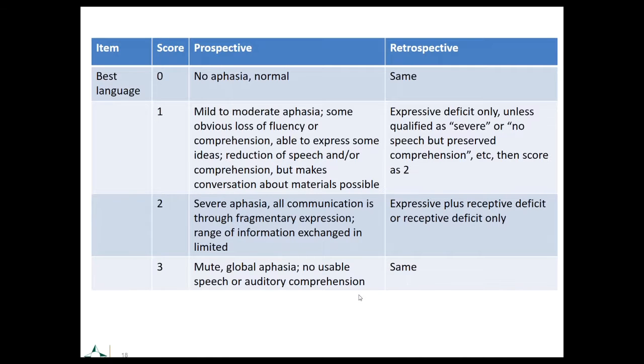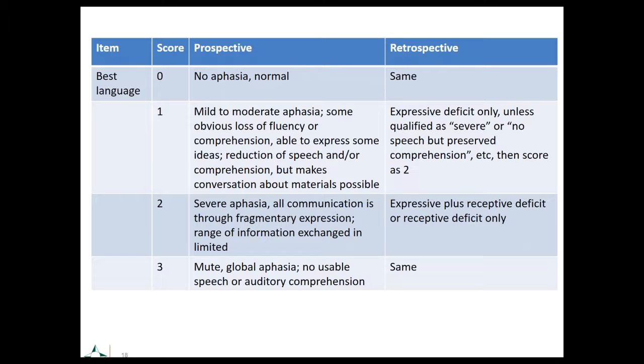To get a score of 2, they would need to have an expressive aphasia plus a receptive deficit, or receptive aphasia only. So this would qualify as severe because all communication is limited in this situation. And then again, if they have global aphasia and they're mute, that would be scored a 3, and you would hope that someone would document that severe aphasia or the fact that they are mute or have global aphasia retrospectively in the records as well.